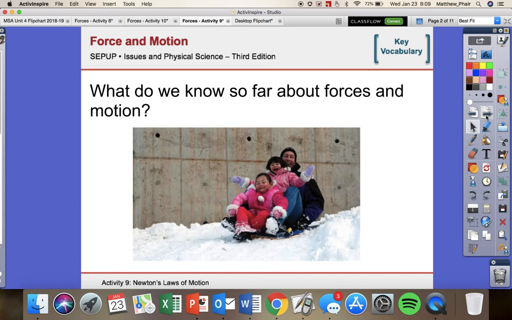We know that unbalanced forces cause objects to move. We know that unbalanced forces cause acceleration of objects, and we're going to see how that plays out today in Newton's second law. What else? We know that balanced forces, right now we know they cause objects not to move, but we're also going to see how they cause objects to keep moving and what that looks like.